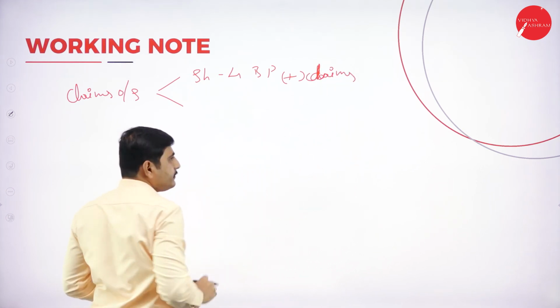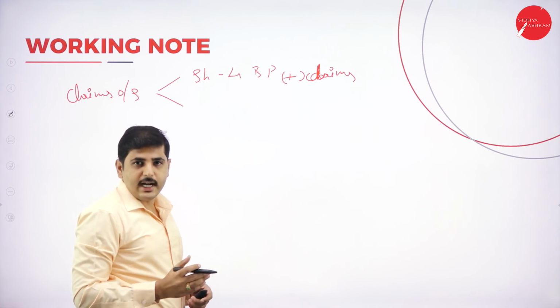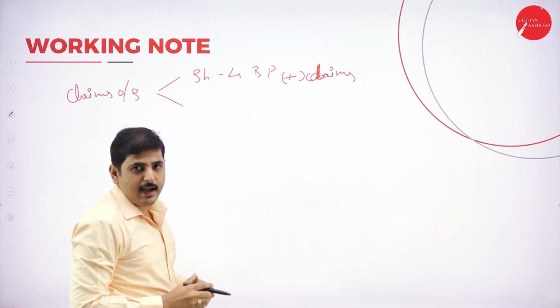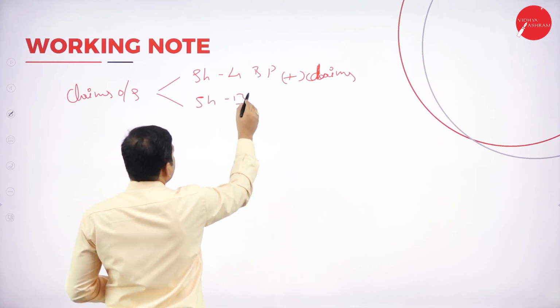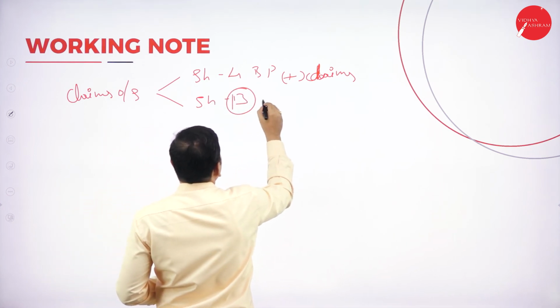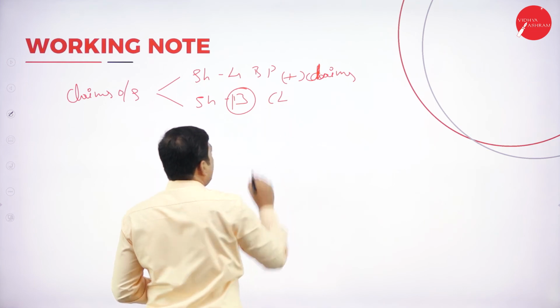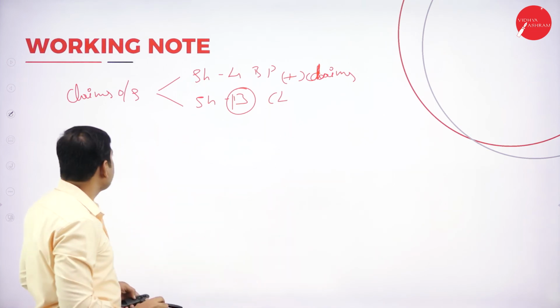Again, if any outstanding is there, that should be shown in the current liability, schedule number 13, the balance sheet schedule. So current liability, we can show it as a current liability.